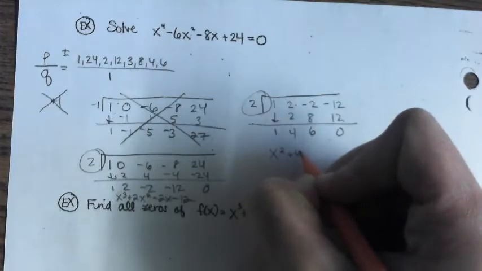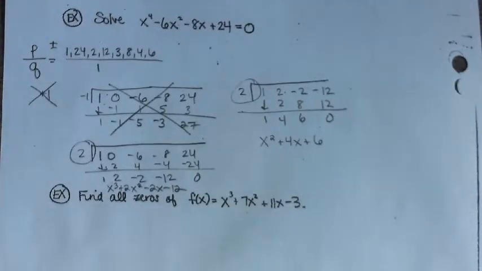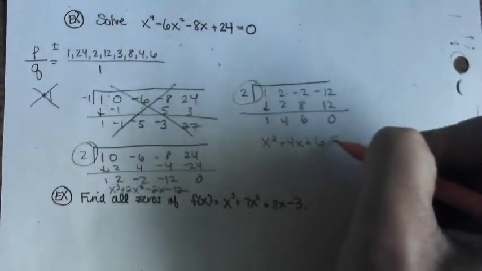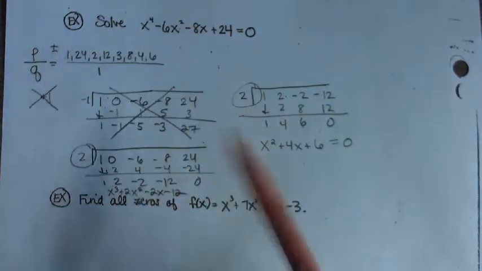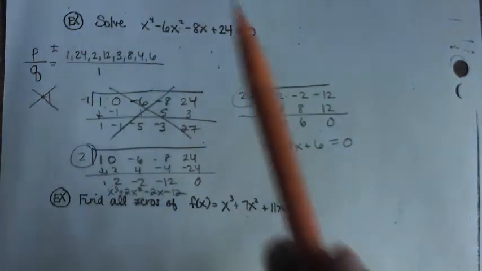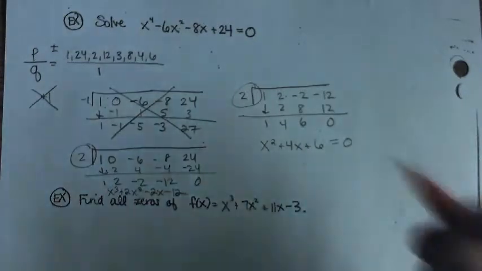So x squared plus 4x plus 6. And I can definitely try to factor this by hand. So we're left with this equaling 0. Is it factorable? No. How would you solve it? Because we have 2 solutions so far, and we need 4. So if it's not factorable, we're going to solve it by quadratic formula.